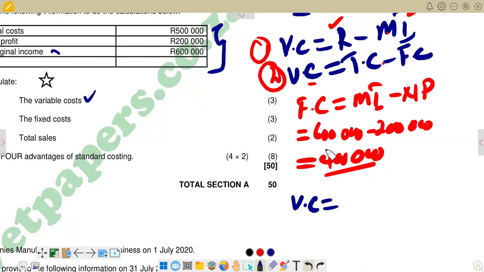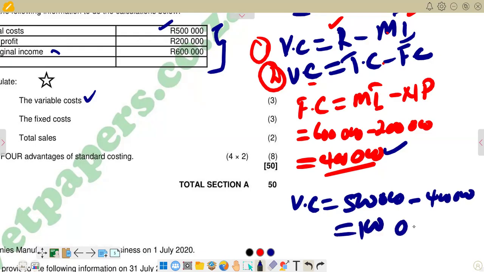So remember, to get our variable cost, we say total cost minus fixed cost. Total cost, we are given it here, is 500,000, and then we subtract the fixed cost, the one that we got here, which is 400,000. And then we get our variable cost of 100,000 rands. So this is now our variable cost. Then fixed cost, we have already calculated it here. It's 400,000. We say marginal income minus net profit to get our fixed cost.